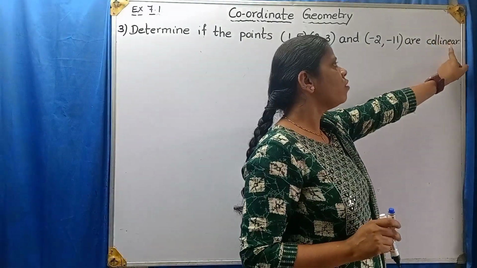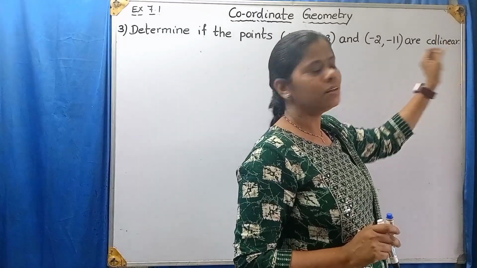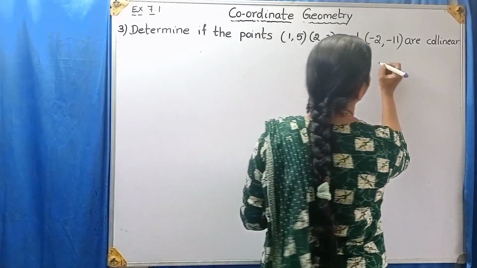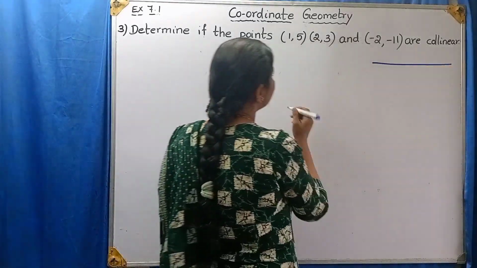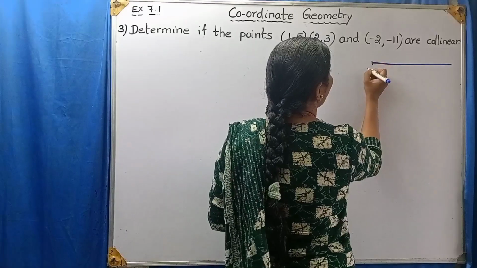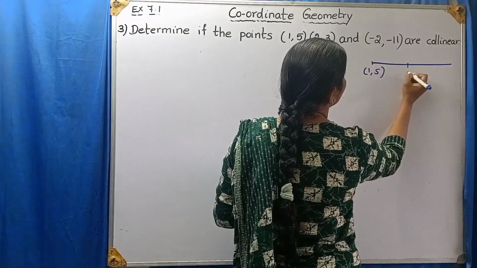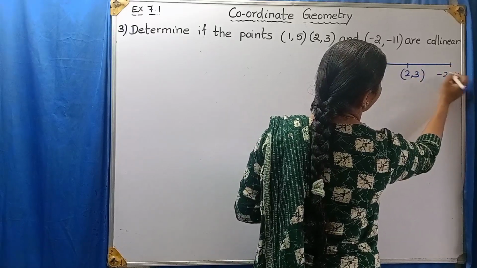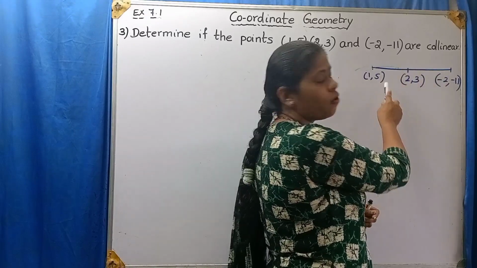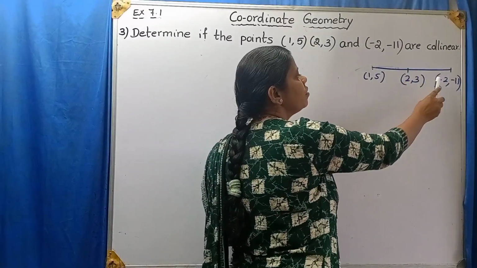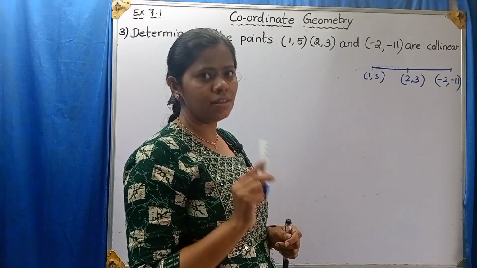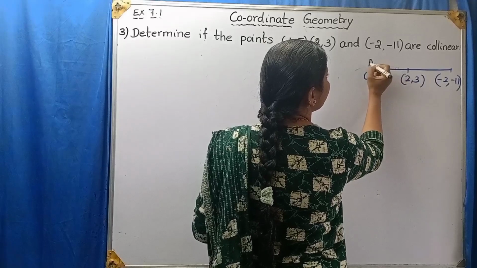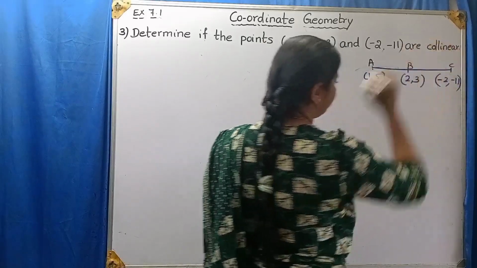What is the meaning of collinear? Collinear means the points lying on the same line. The meaning of the question is whether (1, 5), (2, 3) and (-2, -11), these 3 points, are lying on the same straight line or not. This is the question. Let me name these points as A, B and C.